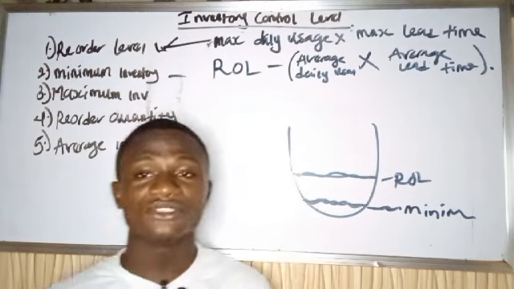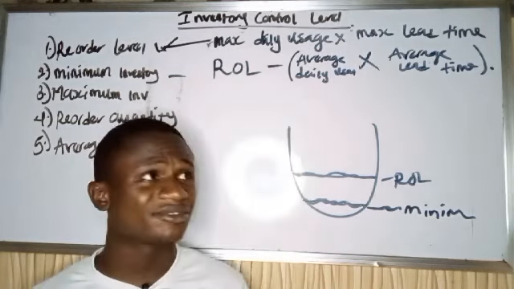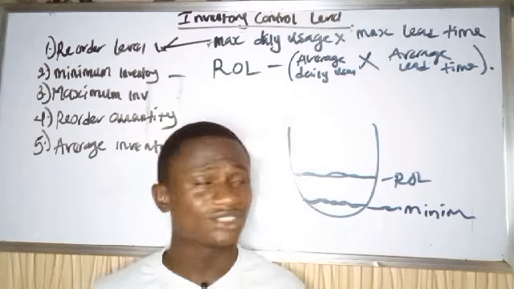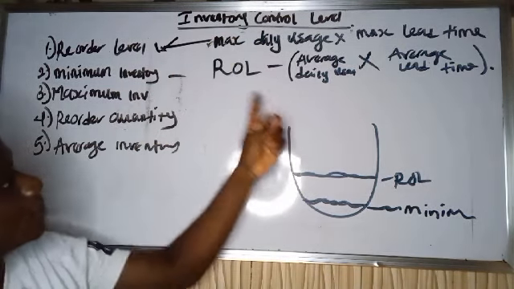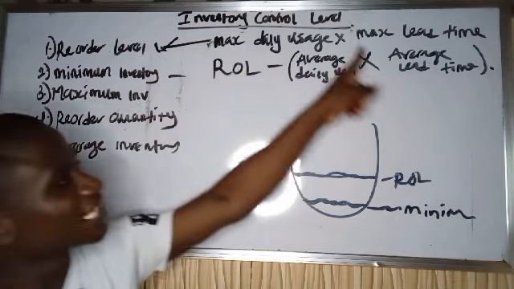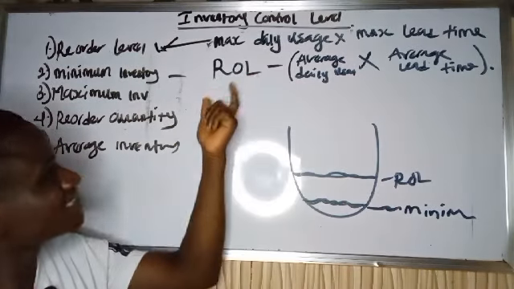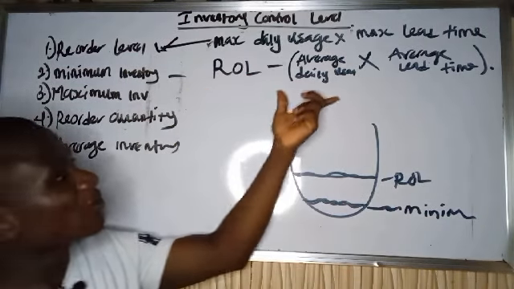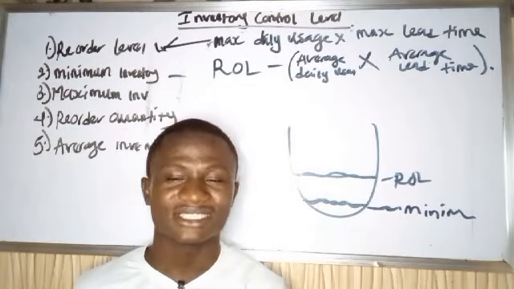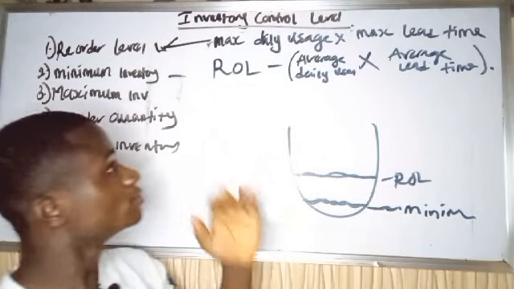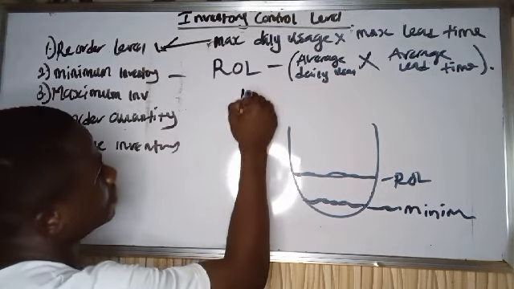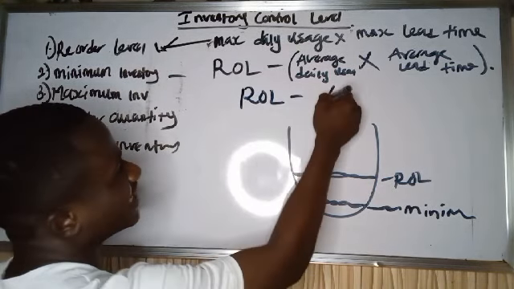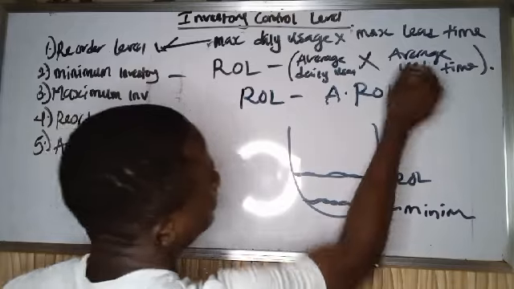Our maximum daily usage might be 10, but our normal usage might be around 7 or 6. You get it? So we are subtracting from our reorder level, because reorder level is maximum daily usage times maximum lead time. So we are subtracting our normal usage from our maximum usage. That is the idea behind minimum inventory level. In a nutshell, you can just say reorder level minus average reorder level.